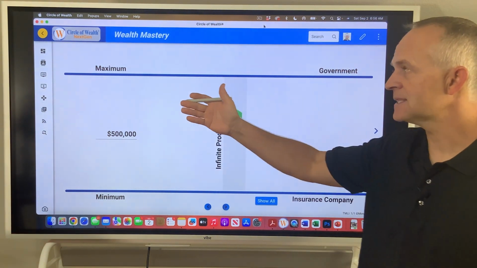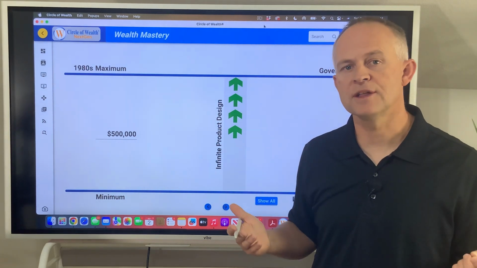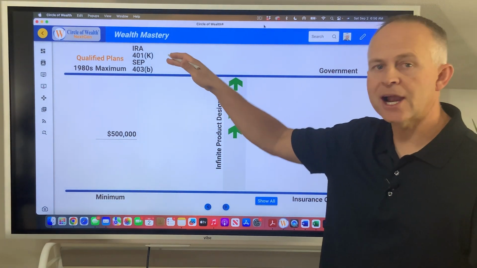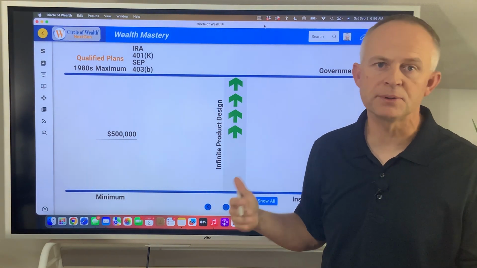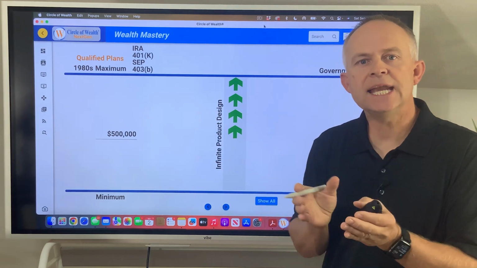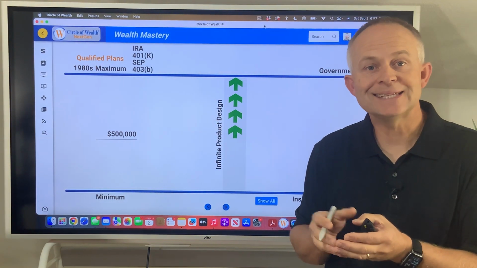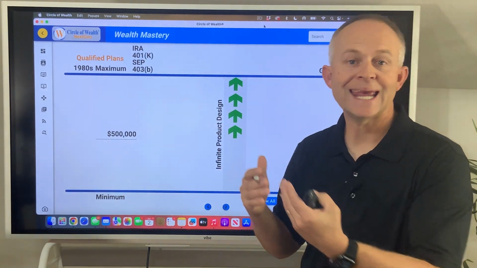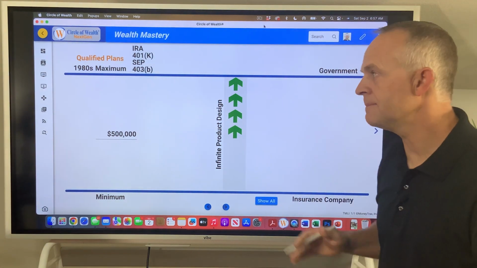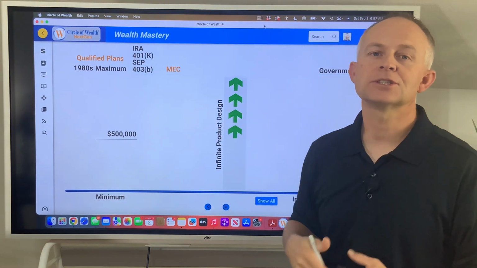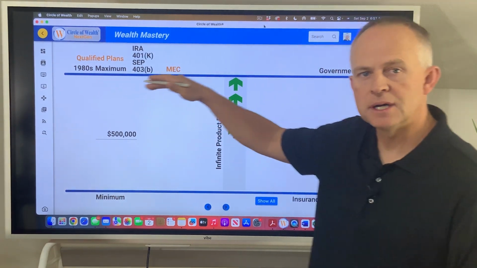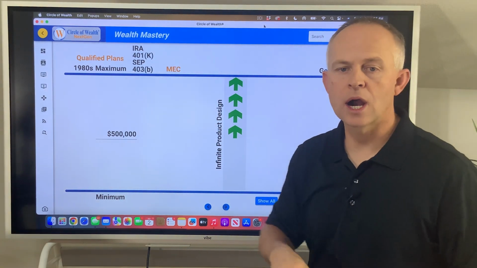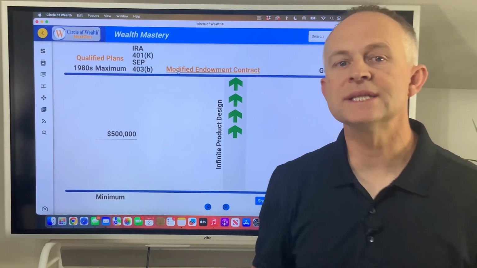Well, back in the 80s, they came out with what we call qualified plans. Now, a qualified plan we've already talked about, but it's IRAs, 401ks, SEPs, Simples, 457s, 403bs, anything where the government is a partner in your money and they get a piece of it when you take the money out during retirement, right? So during the 80s, they also came up with this maximum amount that you can pay for life insurance that they call a MEC, or a modified endowment contract.